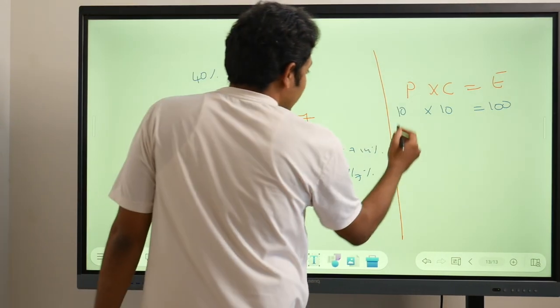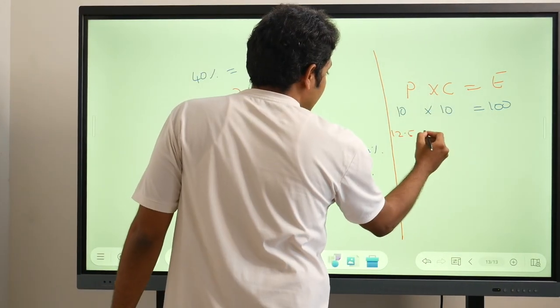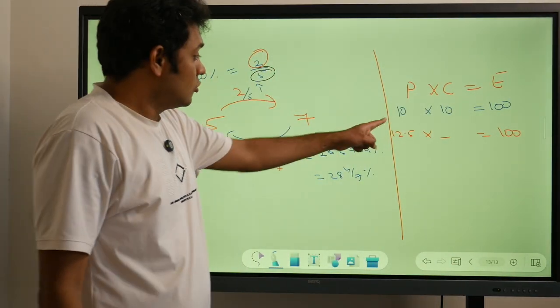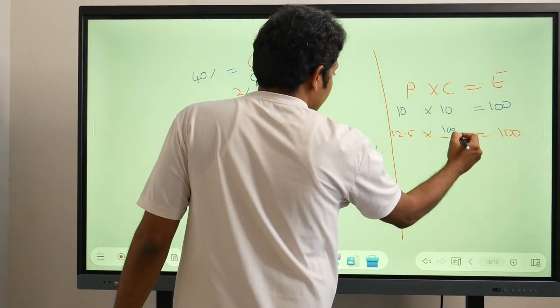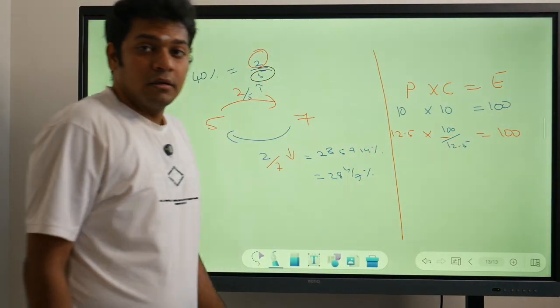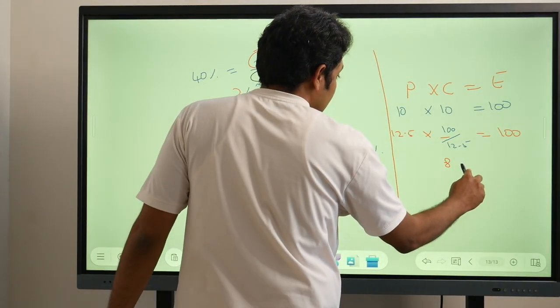So it's increasing by 25%. So I'll assume 10 and 10. 10 will become 12.5 into dash. This should be 100. Okay, so 12.5 into dash will be 100. So this should be 100 divided by 12.5. Correct? What is 100 divided by 12.5? We'll get 8 point.